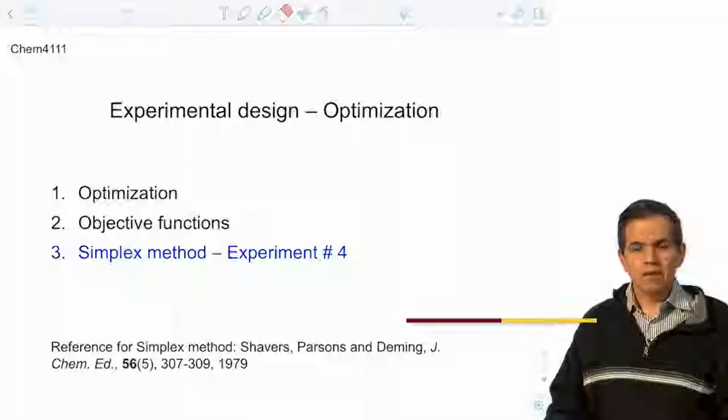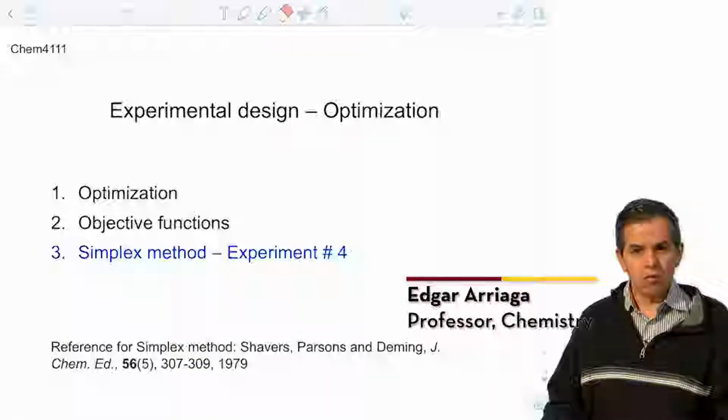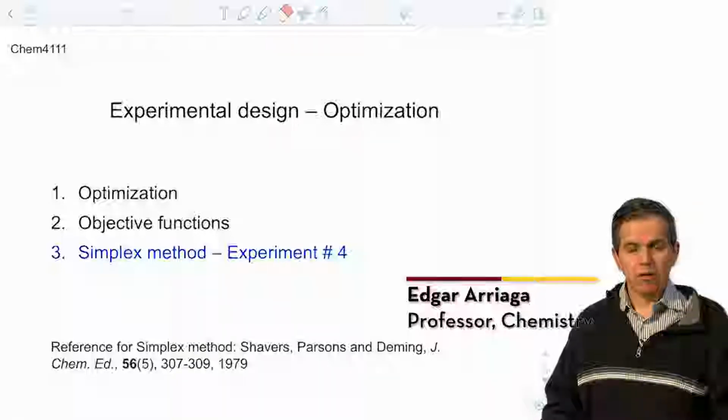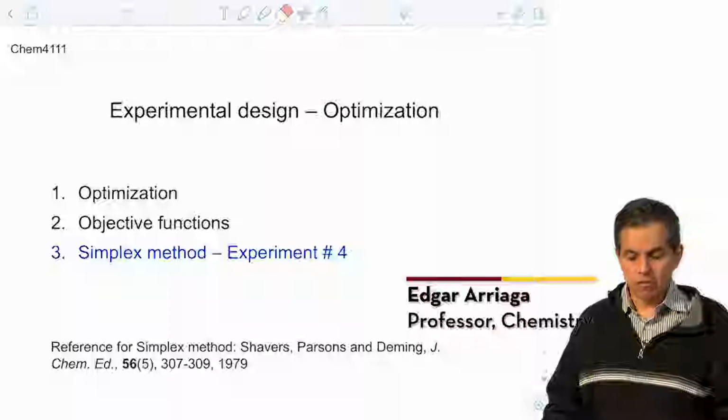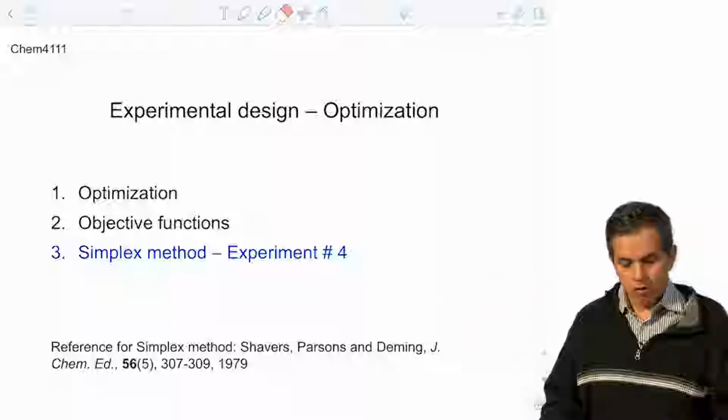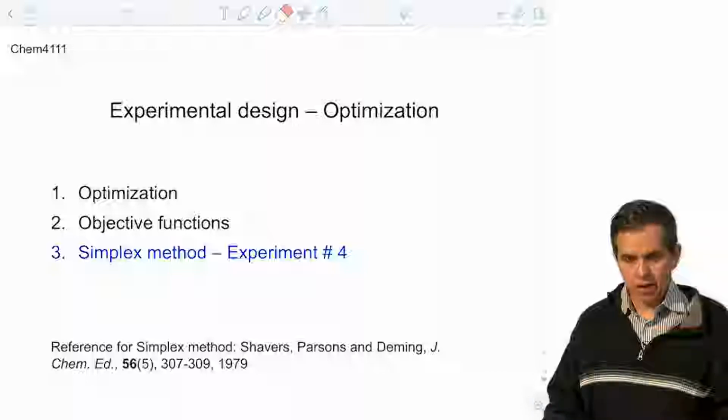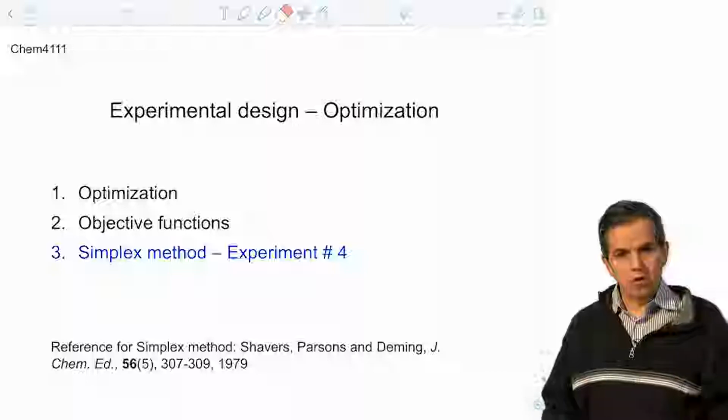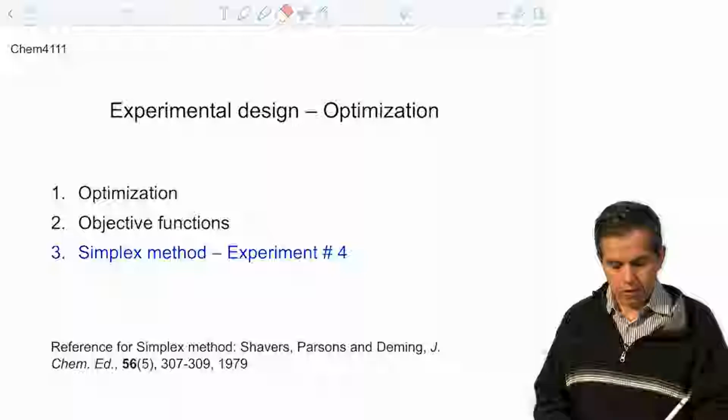In many experiments, the goal of the experiment is to optimize a specific method or a specific function. So today we are going to be discussing one special type of optimization that we call the simplex method. First, we will introduce the concepts of optimization.